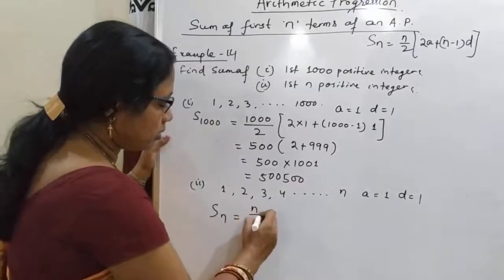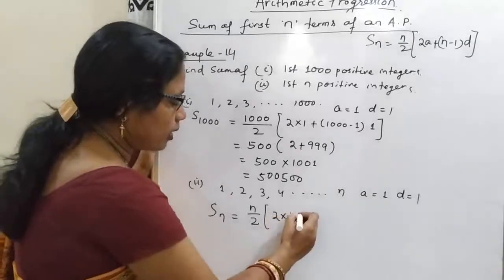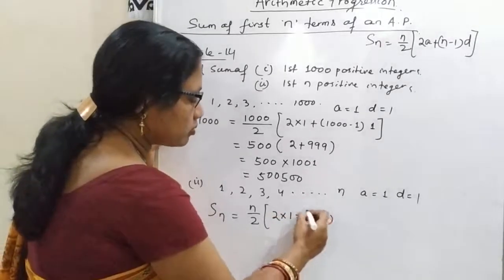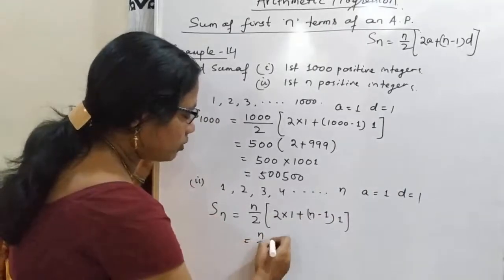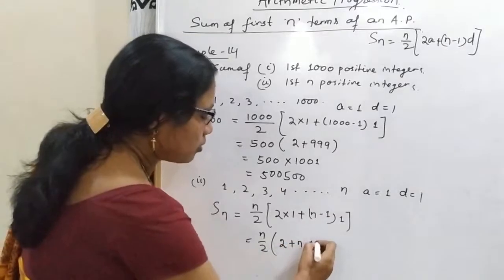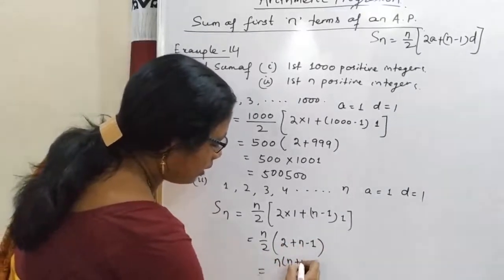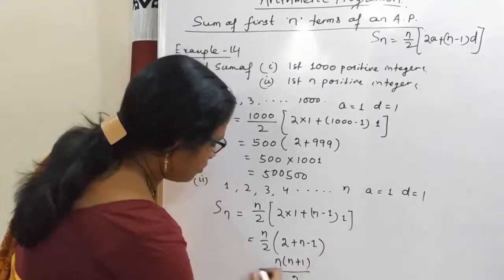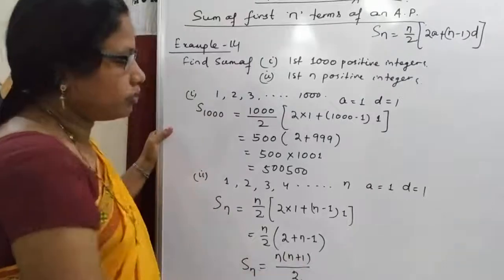So Sn is equal to n by 2 whole into 2A plus n minus 1 into D, that is 2 into 1 plus n minus 1 into 1. So this is equal to n by 2 into 2 plus n minus 1. So this is equal to n into n plus 1 by 2. So Sn is equal to n into n plus 1 by 2.